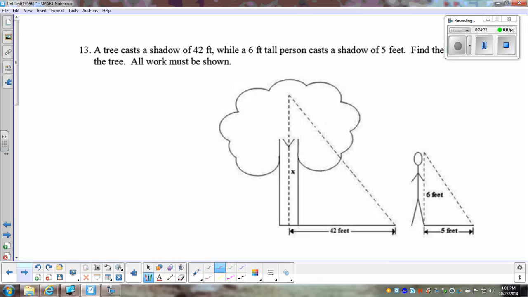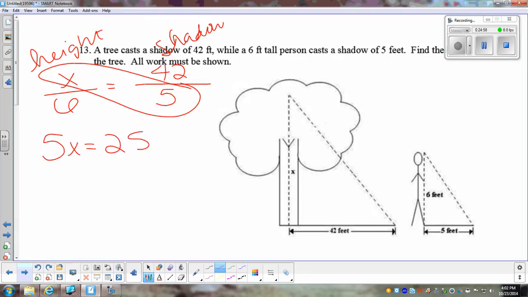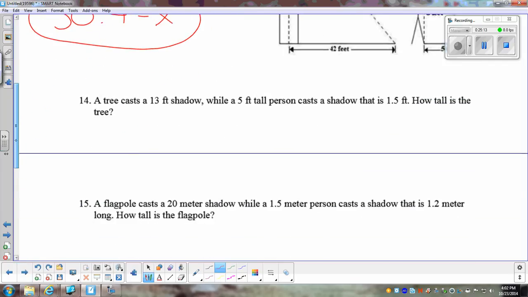So a word problem. Looking at this picture, I know that the X, the height of the tree, goes with the height of the person. The length of the shadow goes with the length of the shadow. So this is the height and shadow. So figure out X. Cross multiply. Divide by 5. So I get 50.4 equals x. This is 50.4 feet. Do not forget your units.